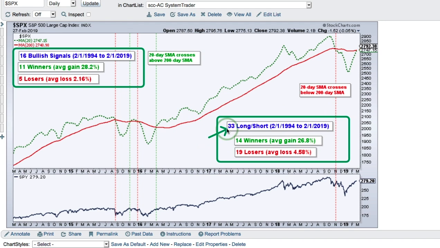We have double the positions, so we're exposed to the market all the time. You had 14 winners and now 19 losers, so your win percent has gone below 50%, whereas here it's well above 50%. The average gain was 26.8%, respectable, but your average loss doubled. So not only do you have more losers, but the losers are doubling in their average loss when you add short positions over the last 25 years. So this does not seem to be a viable addition to a trading strategy.